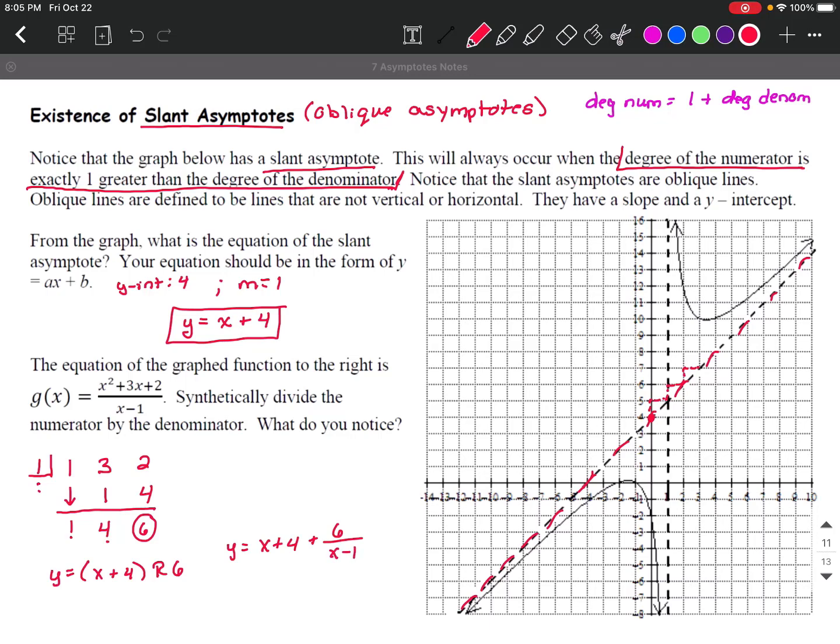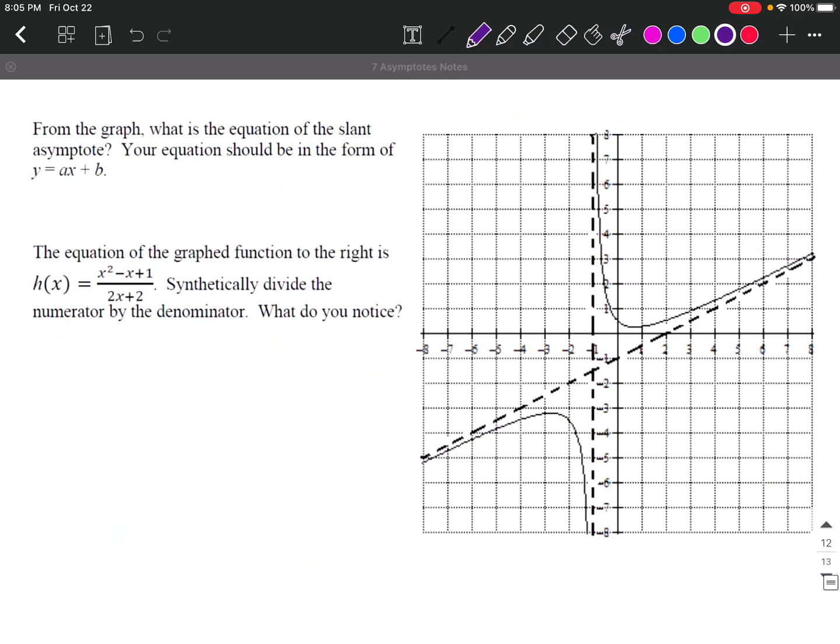However, if you just look and you ignore the remainder, here is your slant asymptote. So your slant asymptote is y equals the quotient when you do synthetic division, and you ignore the remainder. Let's see if this works again for this one. Now from the graph, what's the equation of the slant asymptote?